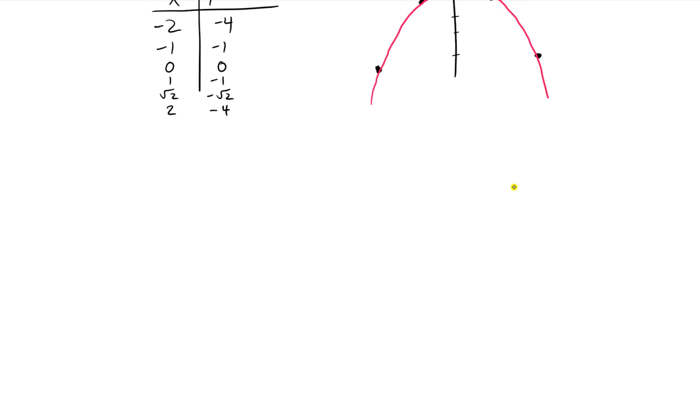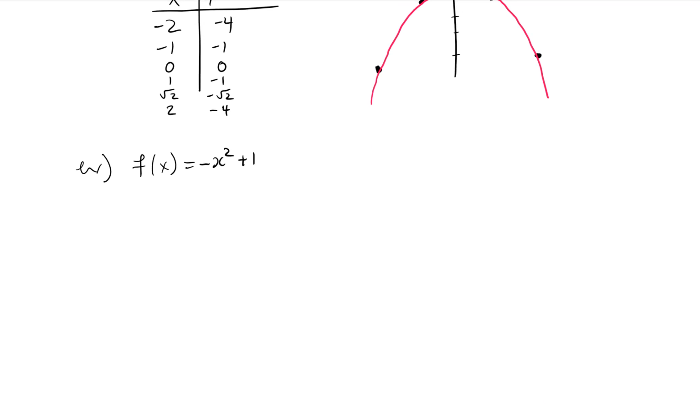So let's draw another one. Now we're going to take the previous expression, minus x squared, and we're going to add 1 to it. So it's minus x squared plus 1.